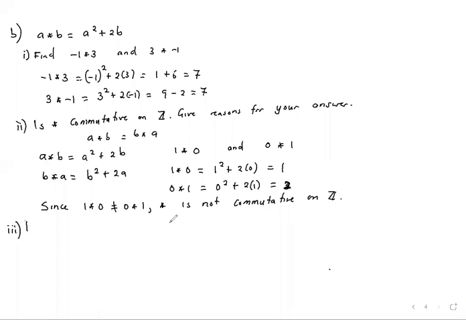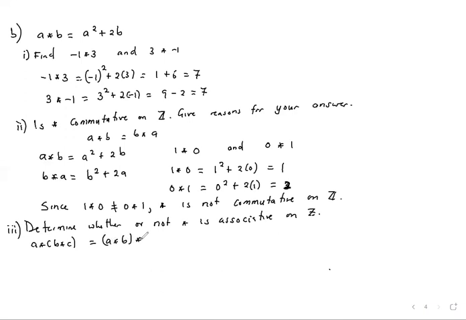Determine whether or not star is associative on Z. To be associative, you require that if I have A star (B star C), it must be equal to (A star B) star C. Is it associative? So let's see.